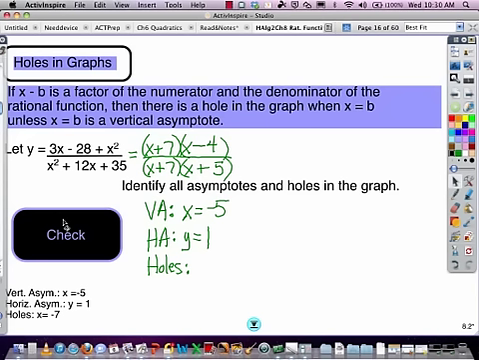And again, why was x equals b a hole? Because that factor did not repeat in the vertical. That -7 was not part of our vertical asymptote.